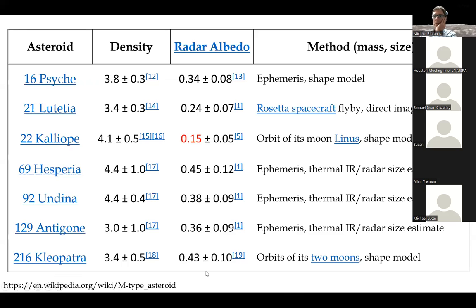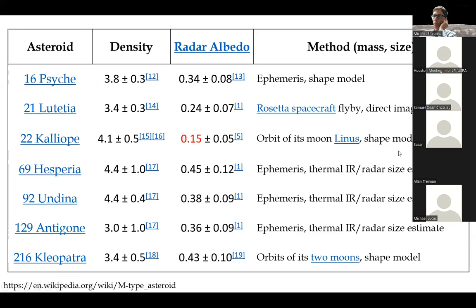So I'm just going to take a minute and look at some specific asteroids and maybe put them in context with what I mentioned earlier here. So I copied this wholesale from Wikipedia, and I trust it because I wrote it. It's a table in the M-class asteroid entry, where I took the bulk density measurements that had been published for all the M-class available. And I also put the radar albedo there, again, based primarily on the work we've done, and then the method that the bulk density was estimated.